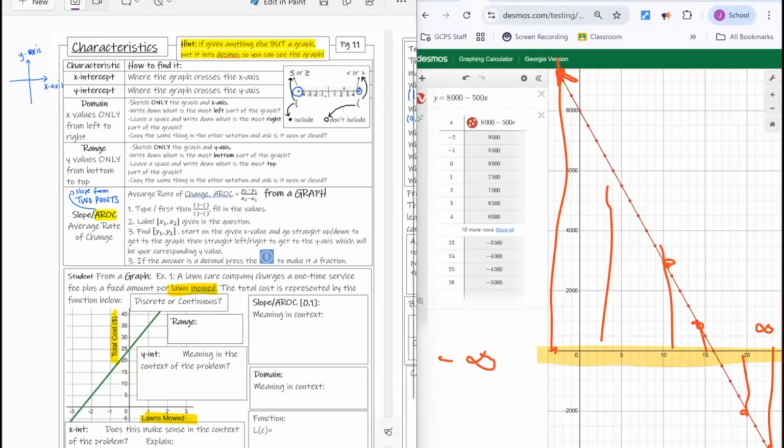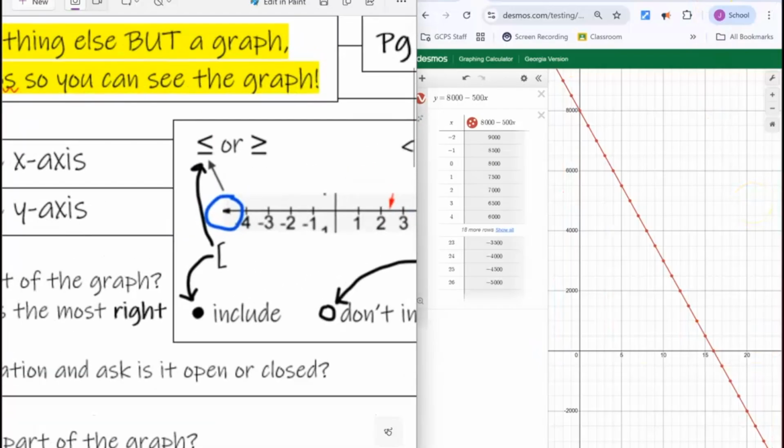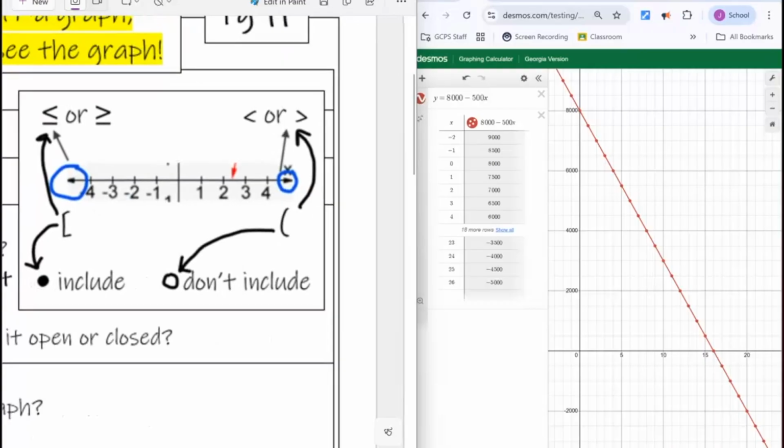Now, I'm just going to talk quickly about a couple of things, which is basically we need to know open and closed. So I'm going to come in right here. If I include the number, I'm going to close the bracket between the two numbers, left and right. If I don't include it, I'm going to have a parenthesis because it's going to be open.